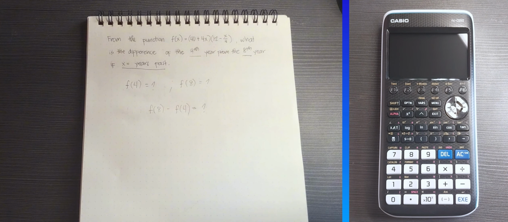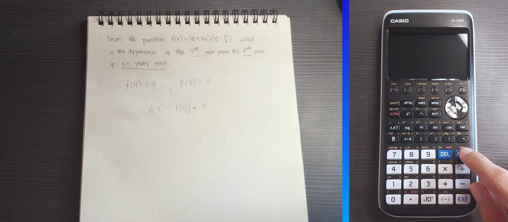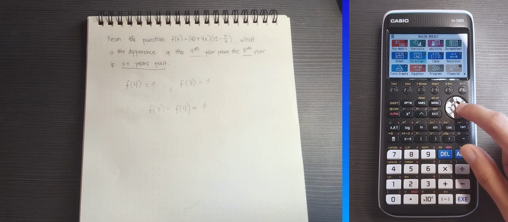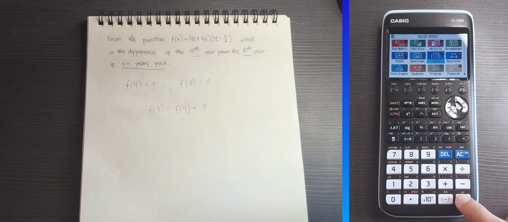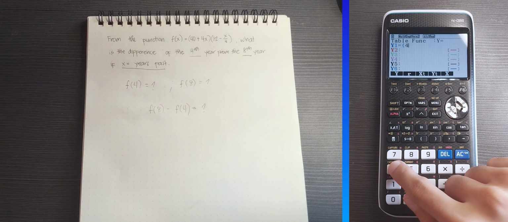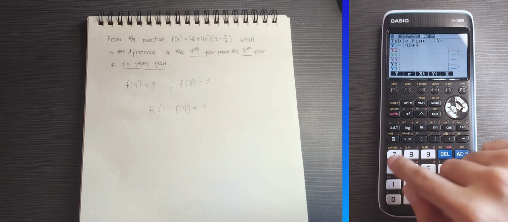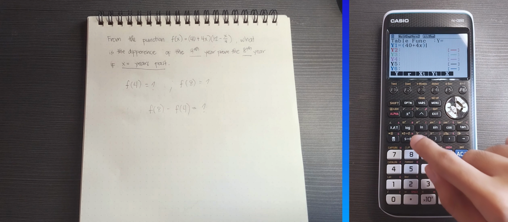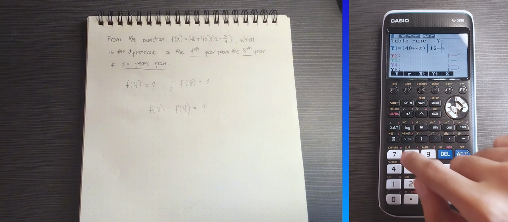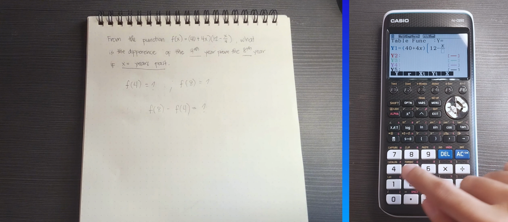To solve for these values in the calculator, press AC to turn it on, and then press Menu, navigate to Table, and press Execute. And then input the function (40 + 4x) times (12 - x/4), and then press Execute.